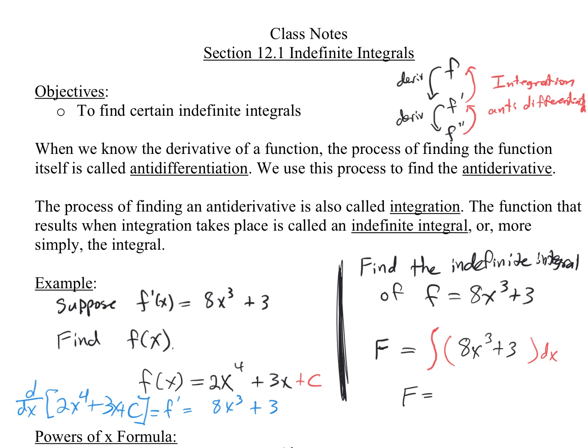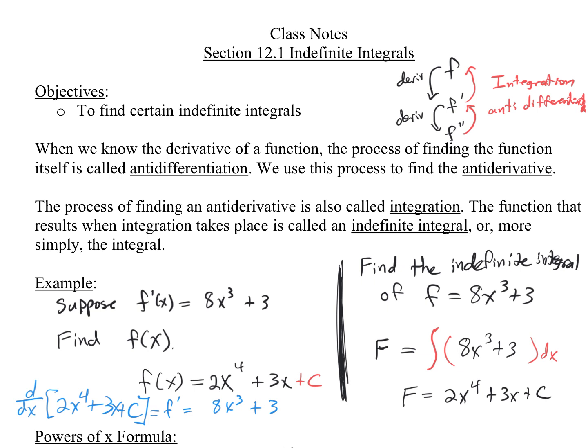Well, based on our previous work, I know that if I have 2x to the fourth, the derivative of that gives me 8x cubed. If I have 3x, then the derivative of that gives me 3. But I always have to remember that I might have any constant at the end, so I'm just going to add a capital C, which is my constant of integration. So this notation here and this notation here mean exactly the same thing.